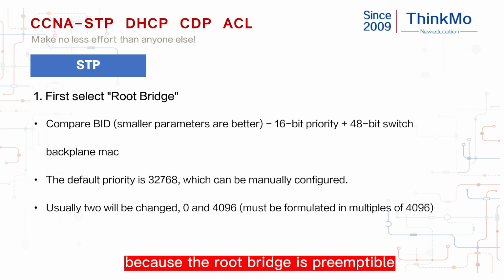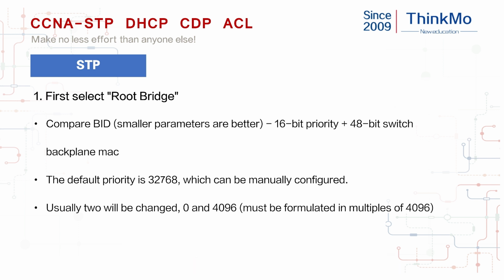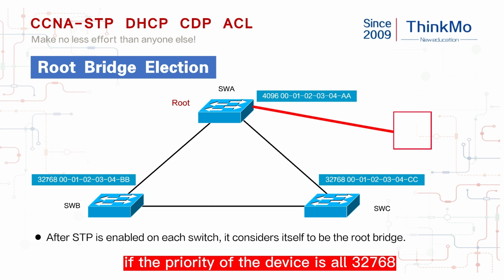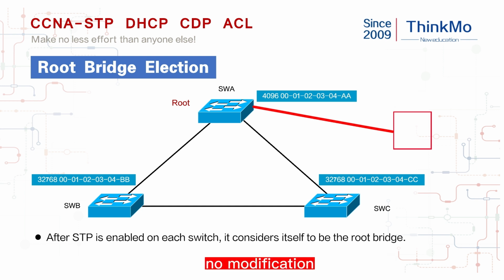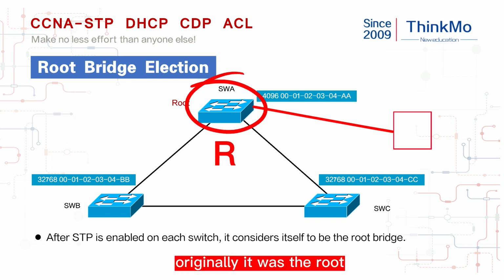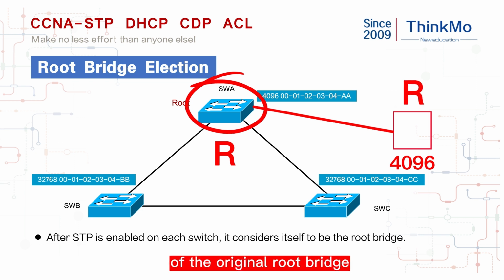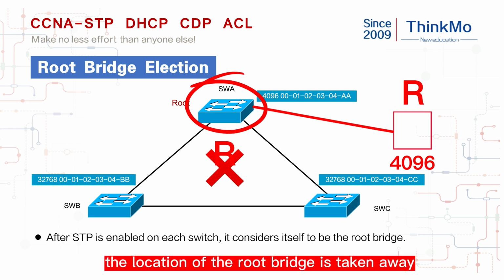Because the root bridge is preemptible. You will learn some protection of BPDU in NP in the future, then you will know the content. I give a simple example. Now there is a switch plugged in. If the priority of the device is all 32768 with no modification, originally it was the root. If a device is connected now with a priority of, for example, 4096, then it will take away the position of the original root bridge. It is no longer root.